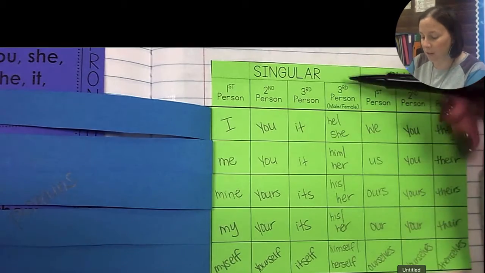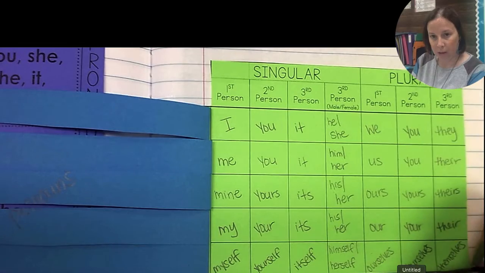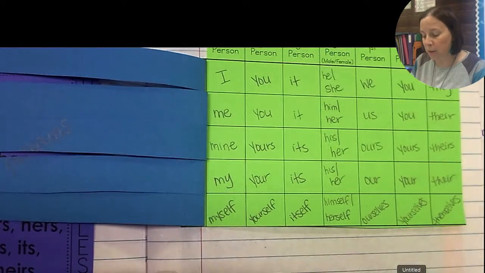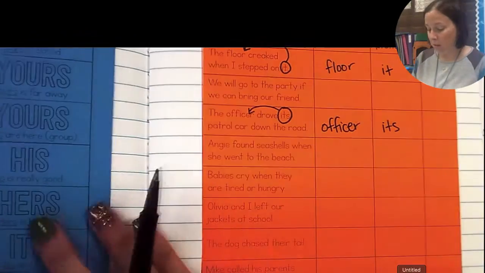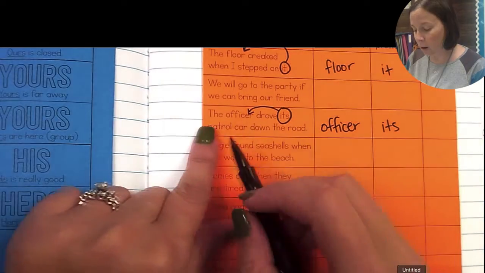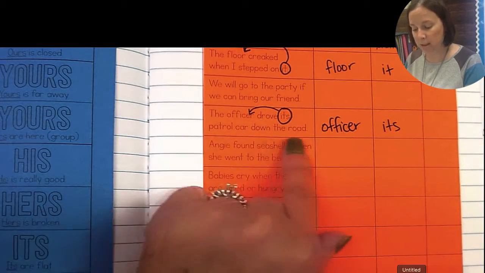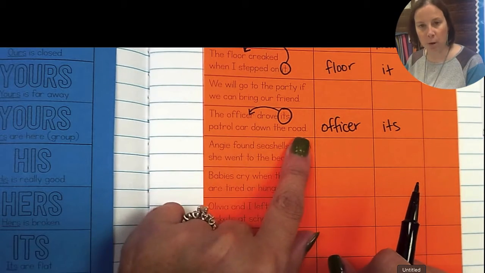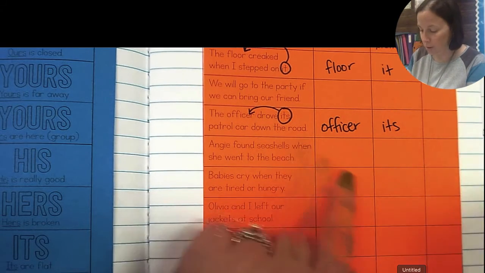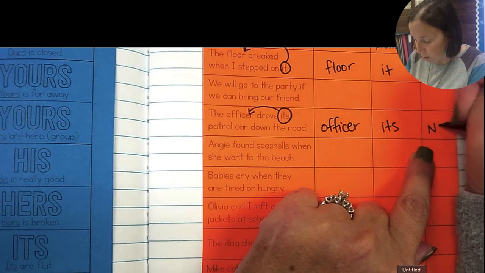So it's got to be a third person, male or female. So we would not say its. We would say his or her, right? And it doesn't make a difference. So I could say the officer drove his patrol car down the road. The officer drove her patrol car down the road. Either one of those works. So then you're going to answer no here.